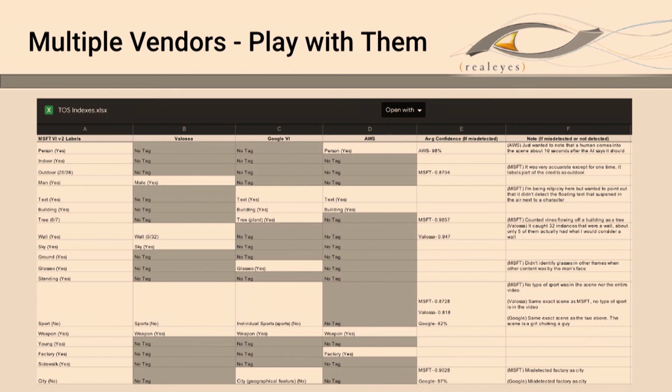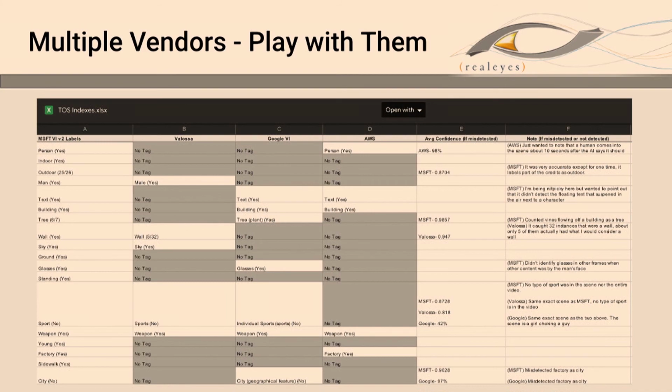Another example is I ran a very old black and white cartoon, and there was a villain that was kind of doing this, and it thought it was a bat because it was black and white and he had a big black cloak on. So feel free to take a look at this, see where the services return similar tags, different tags, where they get tags wrong. This will get you started.